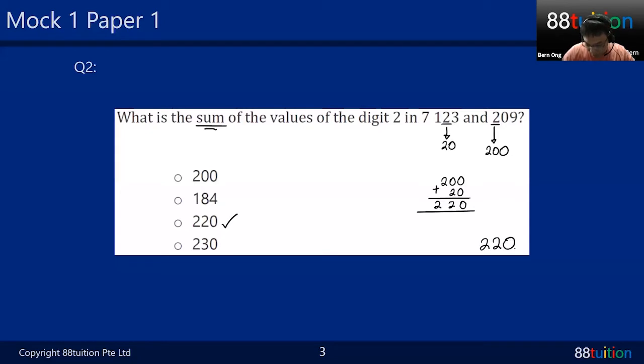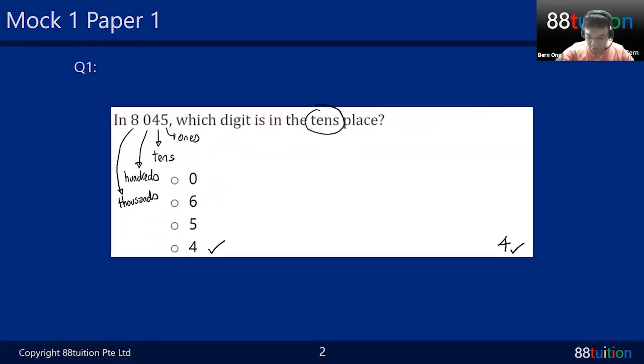All these simple questions, children, must get the marks. You cannot afford to make any careless mistake here. Move on. Let's go. Question 3.